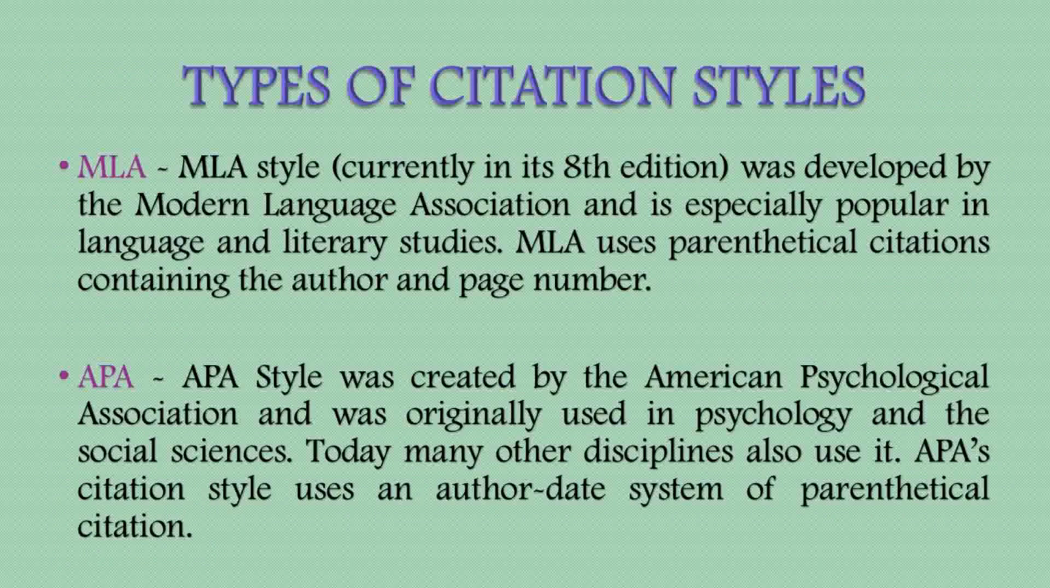Let us learn some of the types of citation styles. Academic journals usually require you to use a specific citation style. For example, the European Journal of Criminology uses the Harvard citation style, whereas the Journal of Management and the Journal of Marketing use APA style. Some journals even have their own style guides.